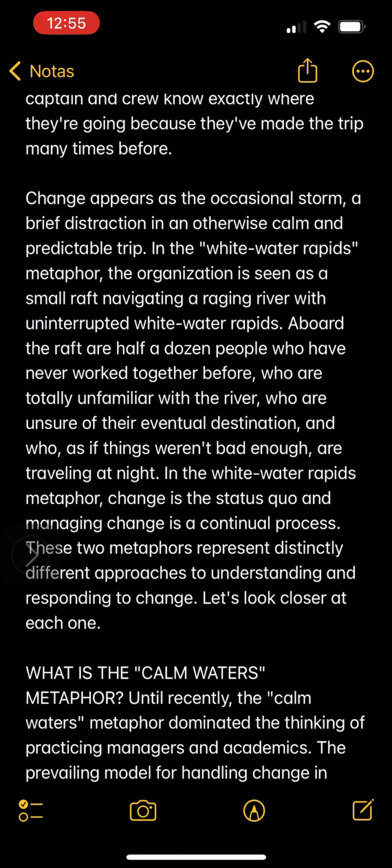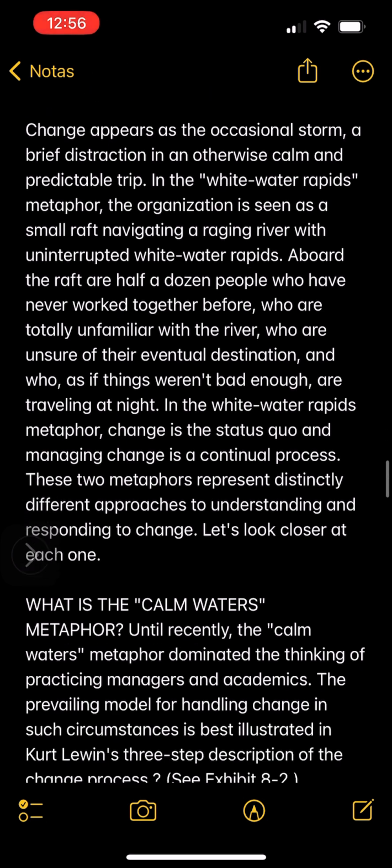In the whitewater rapids metaphor, the organization is seen as a small raft navigating a raging river with uninterrupted whitewater rapids. Aboard the raft are half a dozen people who have never worked together before, who are totally unfamiliar with the river, who are unsure of their eventual destination, and who, as if things weren't bad enough, are traveling at night. In the whitewater rapids metaphor, change is the status quo and managing change is a continual process. These two metaphors represent distinctly different approaches to understanding and responding to change. Let's look closer at each one.